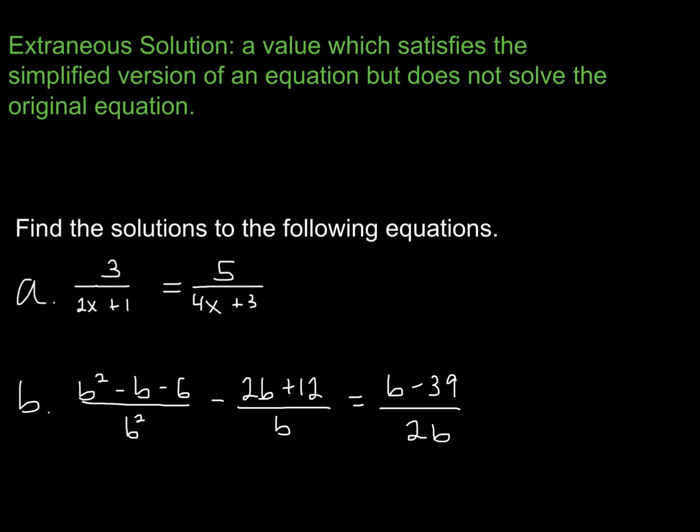An extraneous solution is a value which satisfies the simplified version of an equation, but does not solve the original equation. And we get these by forgetting where our function is going to be undefined. So we have to be very clear that we don't forget those values when we're solving. That's one of the key points that you're going to want to write down.